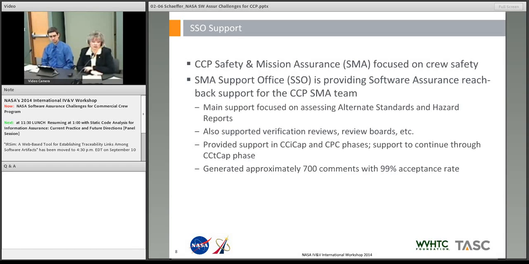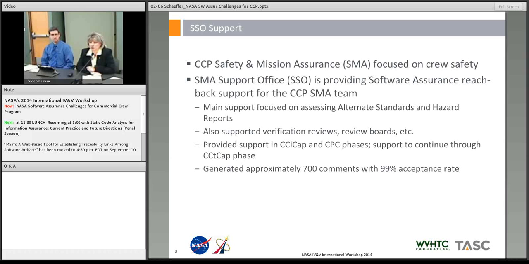We generated roughly, through CCI-CAP and the portions that we supported in CPC, roughly 700 comments. At one point, that was deemed one third of the CCP Safety and Mission Assurance comments that were generated for CCP. So we actually had a visit from some folks from the program who came up to thank us for the amount of effort that we put in. And you'll notice our acceptance rate was 99%. I will caveat that by saying that is at the program level, that is at the CCP level. When we submitted our comments through our point of contact, our acceptance rate was 99%.